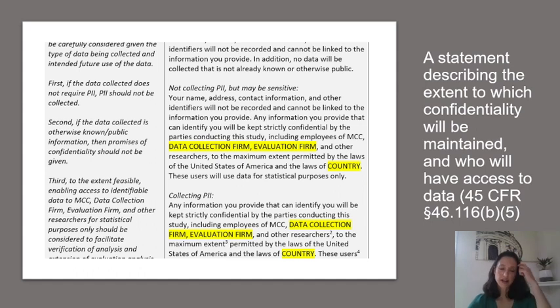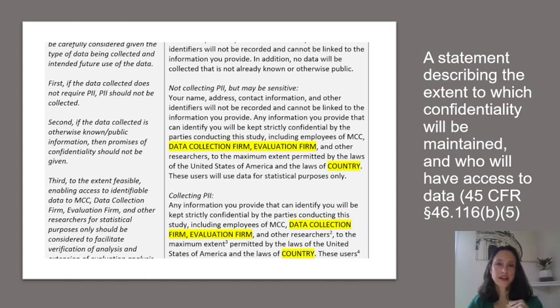And I just flag 2 requirements under, at least in the US, the Common Rule, the Federal Policy for the Protection of Human Subjects, where in the informed consent statement there do need to be 2 statements relevant to us and relevant for data sharing. A statement describing the extent to which confidentiality will be maintained and who will have access to the data.